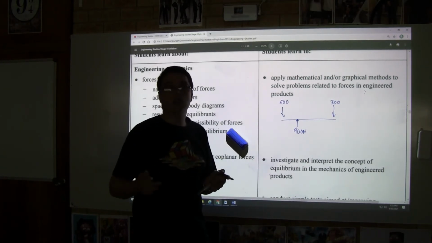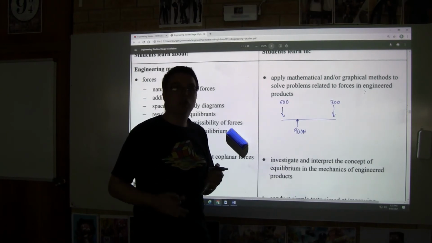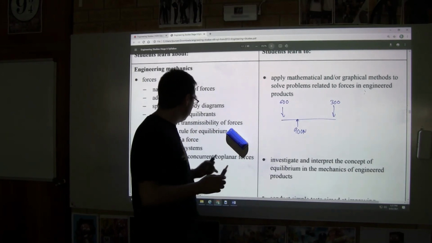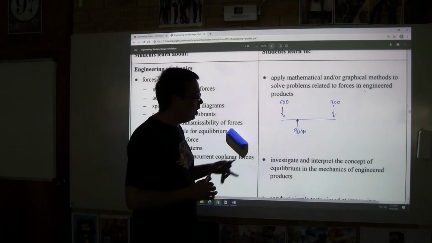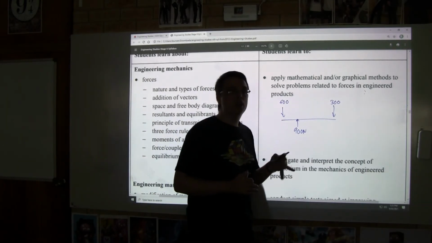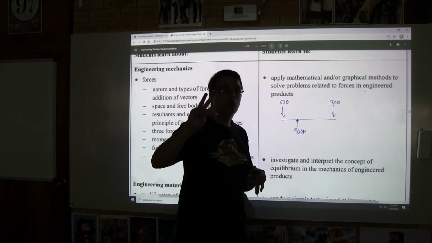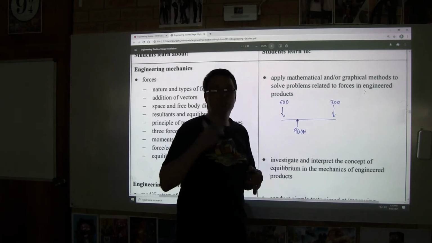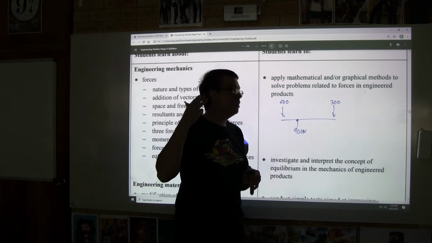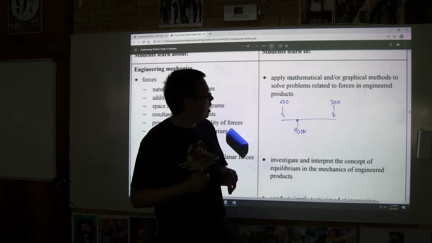Because parallel lines don't meet. Parallel lines are non-concurrent. So when we talk about concurrent forces, the three-force rule only applies when there are three forces, when they're concurrent, and when they're in equilibrium. It needs three things to happen: it needs to be three forces, they need to be concurrent, and they need to be in equilibrium. Those three things need to happen for it to work.